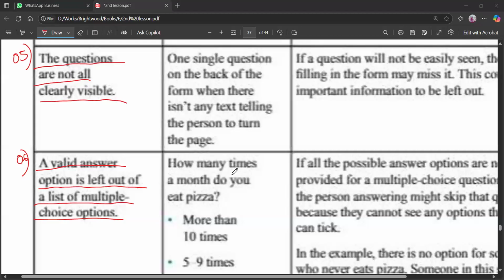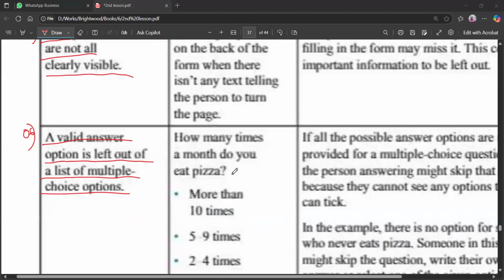Okay. So these are the mistakes that can be seen on a question, it may be not seen clearly. Sometimes they are not having a valid answer like that. Okay, please write.